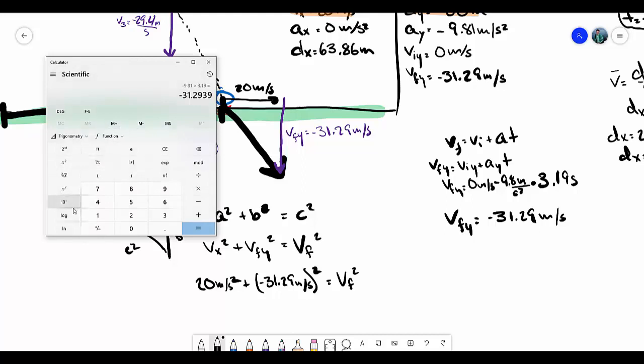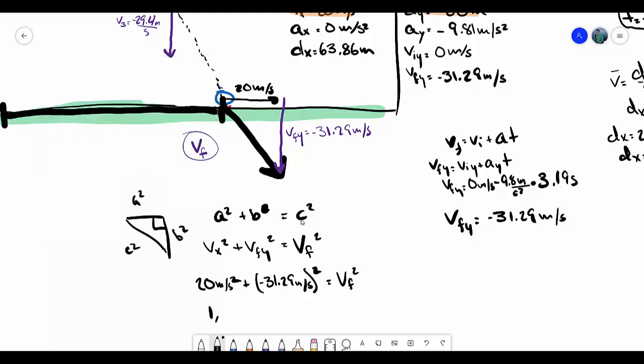Now, this number squared plus 20 squared gives you 1,379.3 meters squared per second squared, because that's what happens to units when you square them. And it's going to equal Vf squared. Take the square root on both sides to get the Vf by itself. That's a terrible square root drawing. There we go.